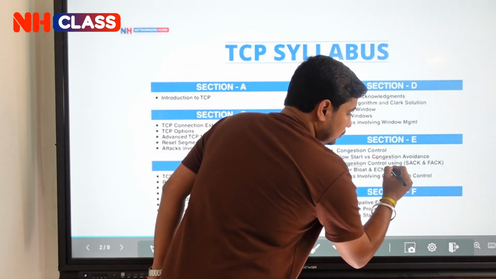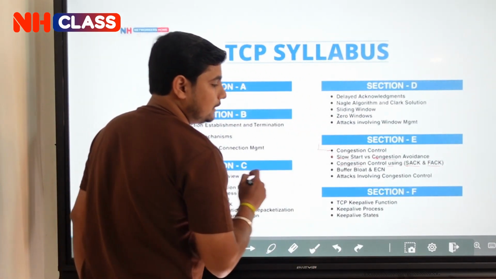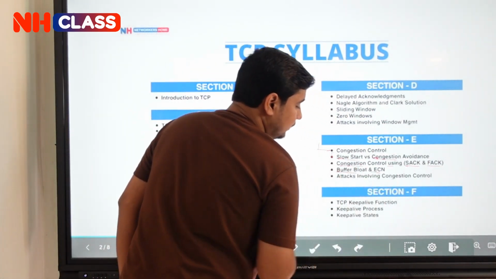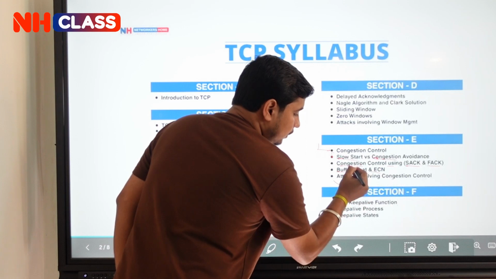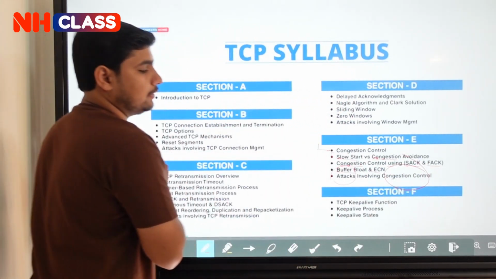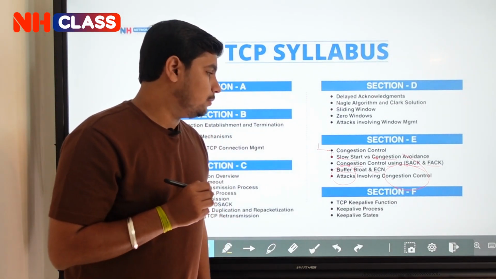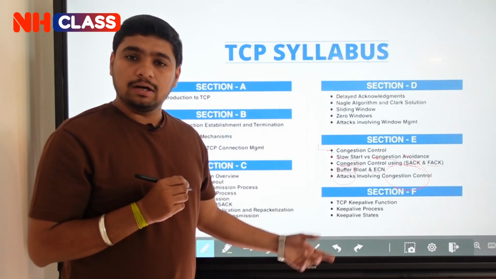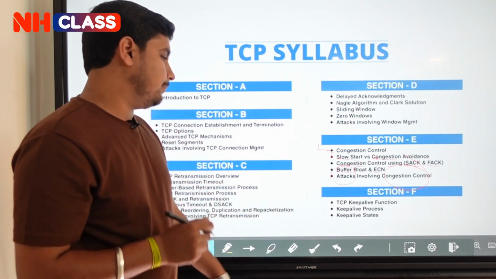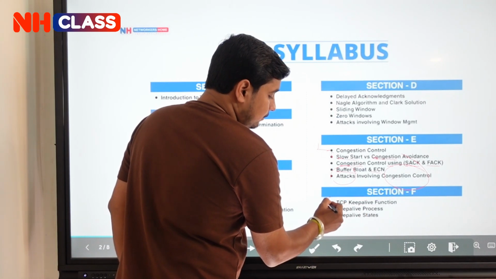Congestion control using selective acknowledgement and fast acknowledgement, then buffer bloat and ECN, and then attacks, but this is involving congestion control here. So live attacks we will try to capture there, and we will see how to protect from the attacks there.